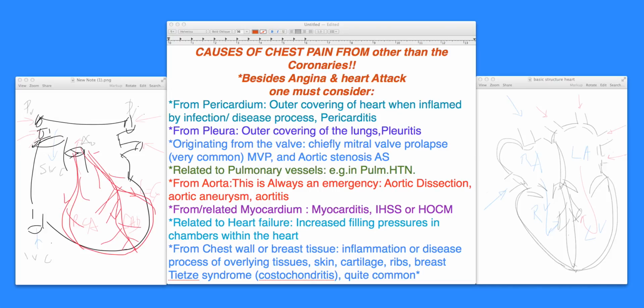Now, the causes of chest pain are numerous. So remember, just like any other organ, the heart has a nice capsule or a little covering that nature has given us around every organ, and that's called the pericardium. The pericardium is the outside covering of the heart, and sometimes that could be inflamed. It's called pericarditis. Any inflammation, remember, gives you chest pain.